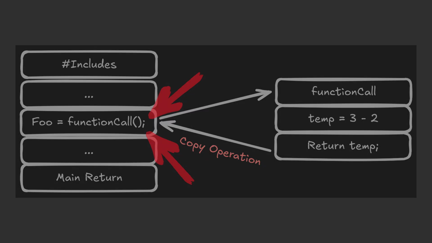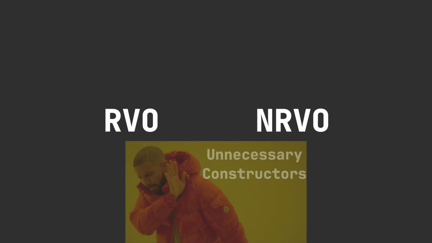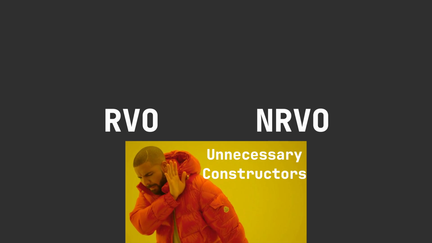There are two main types of RVO. The first is called RVO, and it kicks in when returning a temporary object, like return my class. The second is named RVO, which applies when returning a named local variable. In both cases, the compiler is allowed to skip calling the copy or move constructor altogether. This makes returning large structs or classes by value not just readable, but efficient.